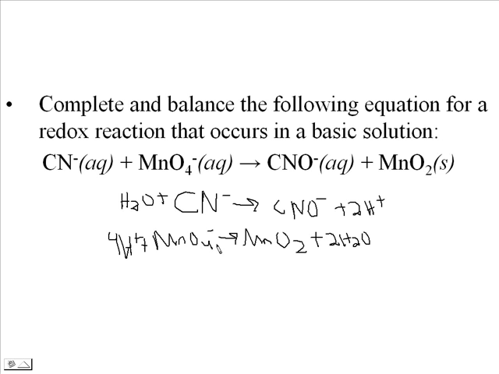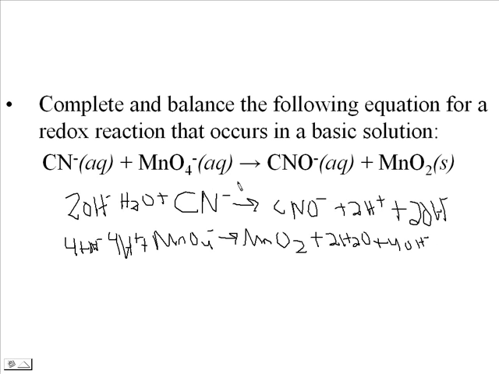But remember, now we're in a basic solution. So for each side where we added a H+, we also have to add that many OH minuses. So now to this reaction, we're going to add 2 OH minuses, and we have to do the same thing to both sides. So we're going to add 2 OH minuses to this side. Same thing down here. We have 4 H pluses, so we're going to add 4 OH minuses to this side, and we also have to do the same thing to the other side, 4 OH minuses.